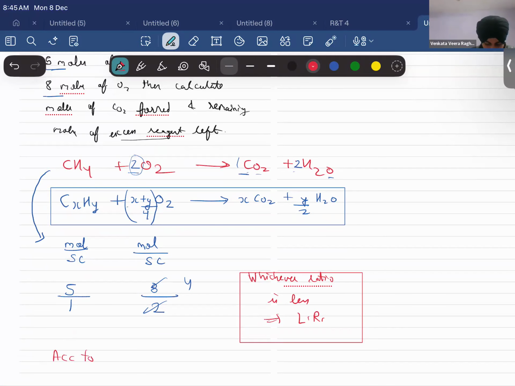According to the limiting reagent, the reaction will proceed. That means, sir, what? See, I have 4 moles of O2 with me, or you can say mole by stoichiometric ratio is 4, and for this I am having 5 CH4. Then this O2 is in lesser amounts, isn't it? Yes, O2 is in lesser amount.